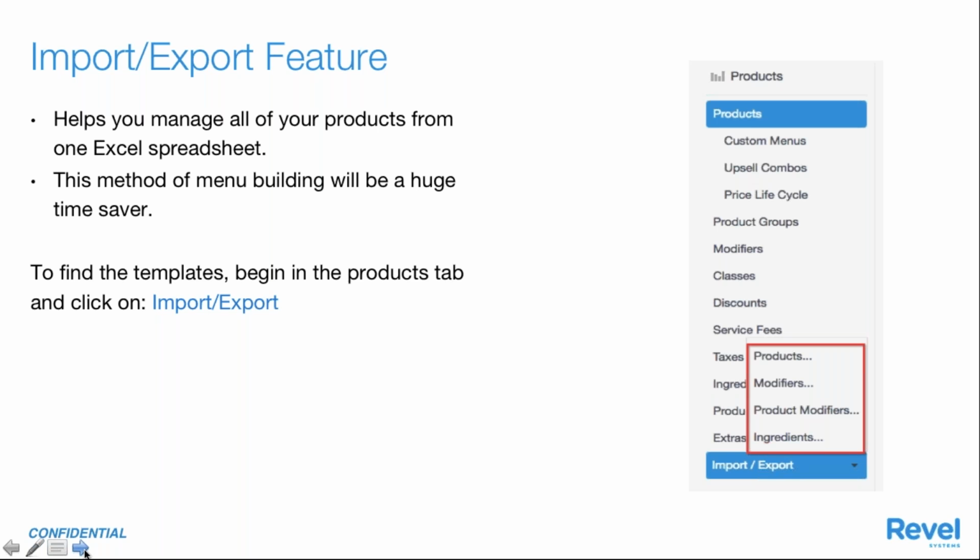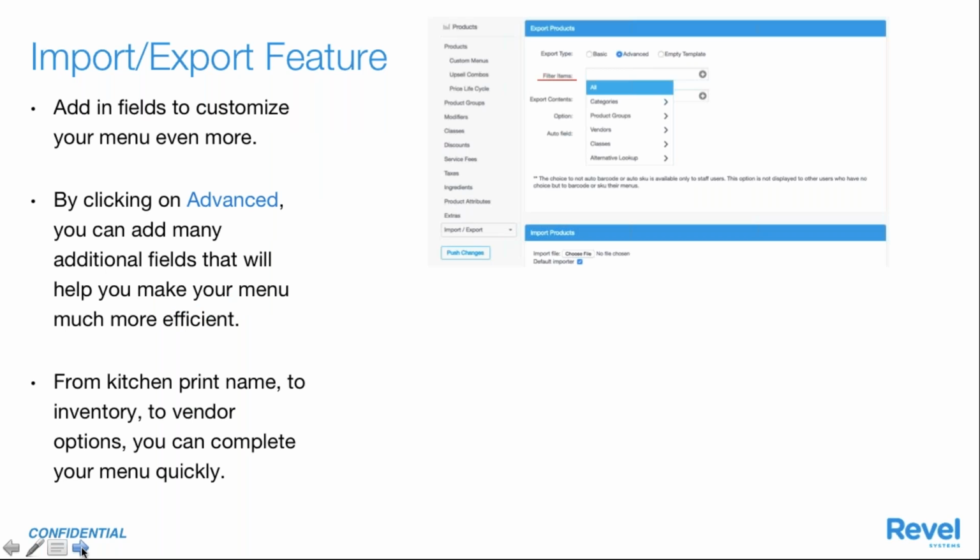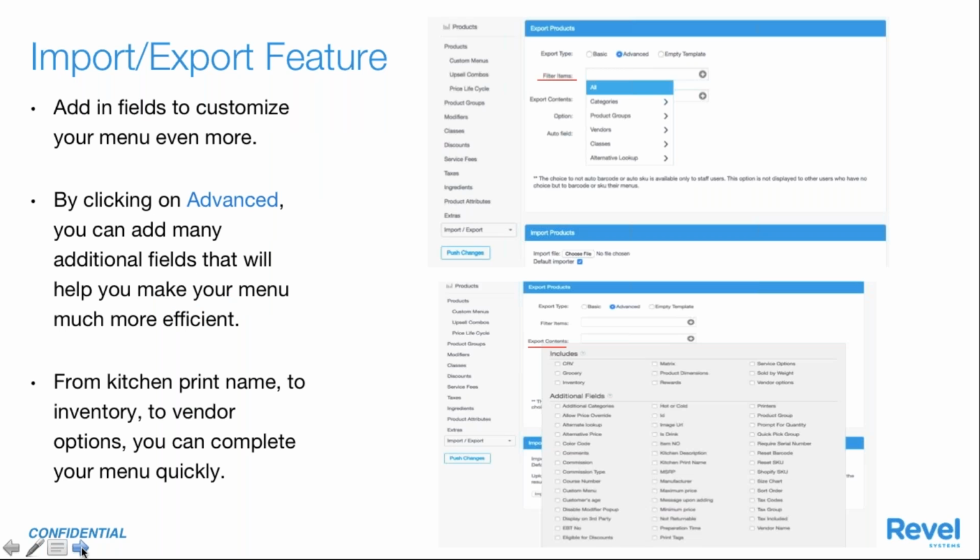We have options to export and import. You can export and import our products, modifiers, the product modifiers, as well as the ingredients. So those are the 4 that we can currently do. However, we do not do recipes at this time. So we will click on the export products button for this example.